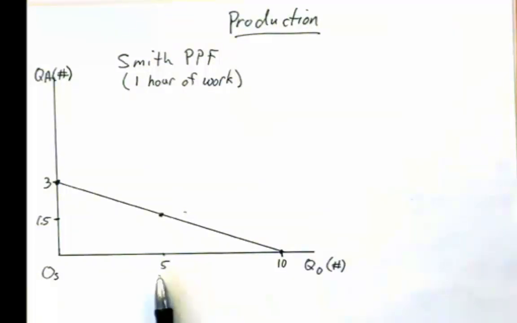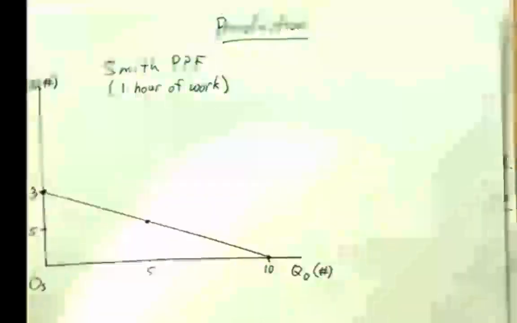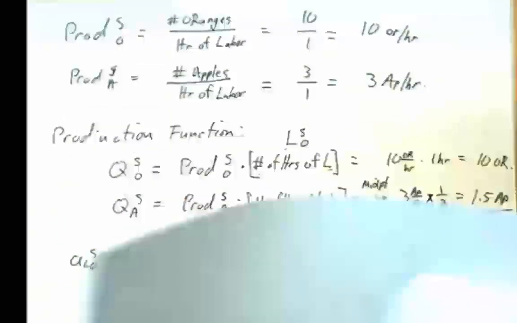How many apples and oranges could he produce? Or spend 3/4 of an hour producing oranges and a 1/4 hour producing apples. This line is giving us all of the different production possibilities that Jones has in the production of apples and oranges, under the assumptions that he can either produce 10 oranges in an hour or 3 apples in an hour, or some combination thereof. All right, let's put some economic jargon connected to this, some terminology.